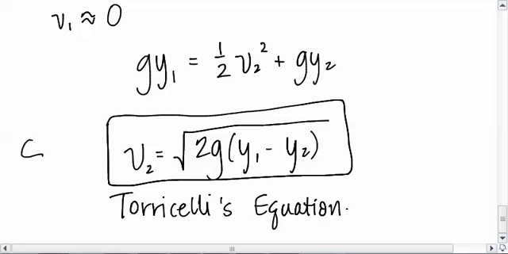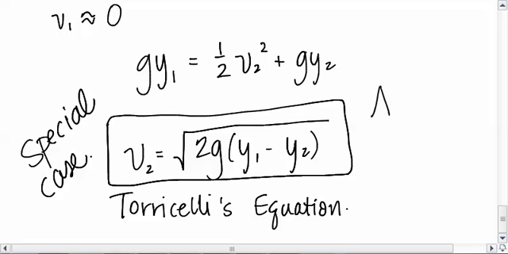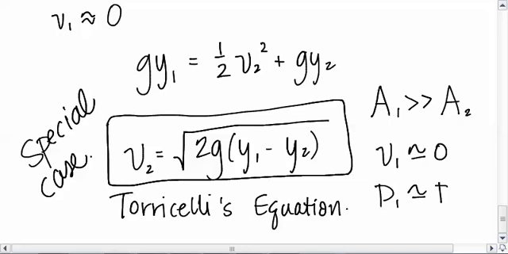But this is a special case. You have to have a case where the area at one point is much, much greater than the area at the other point. Therefore, V1 is approximately 0. And P1 has to be approximately equal to P2 because delta y is small. I ran out of space.